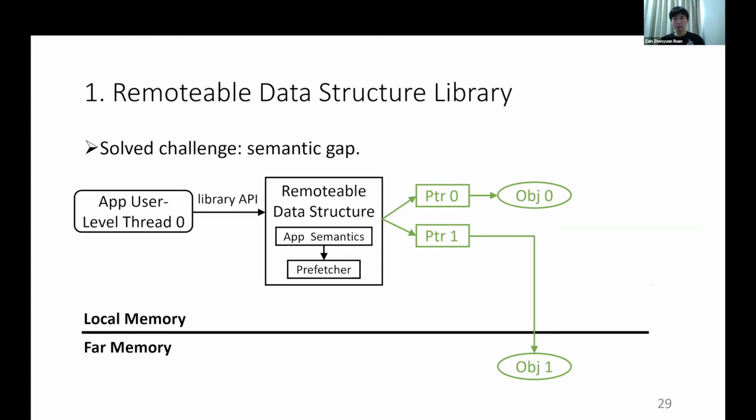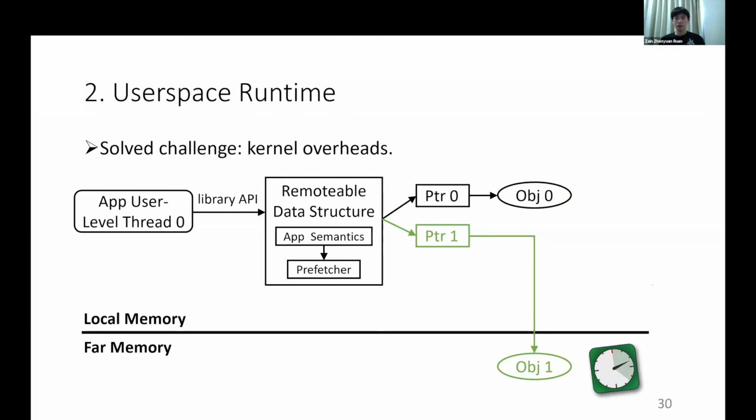AIFM offers programming primitives for developers to build their own remoteable data structure. One important primitive here is called remoteable pointer, in which the pointer object could be either local or remote, as shown in this figure. This enables object-level swapping as opposed to the page-level swapping in paging systems. When accessing a remote object, the pointer APIs cause the runtime to swap in the object using a simple function call, as opposed to the expensive page faults in paging systems.